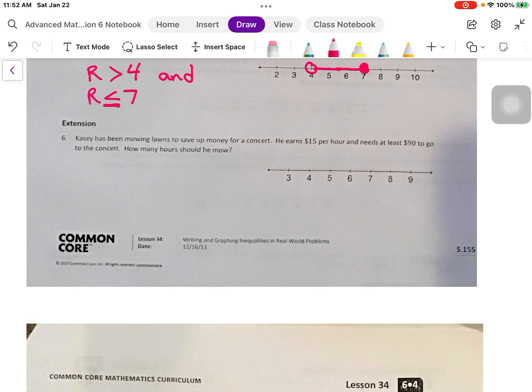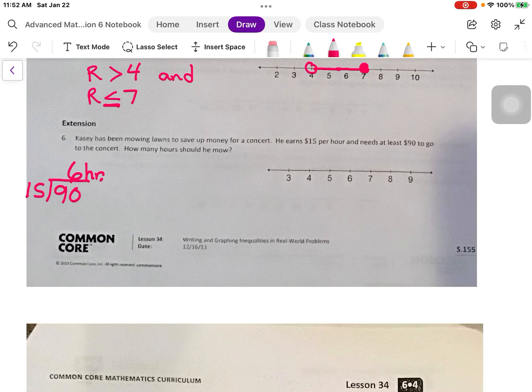All right. He earns $15 an hour. He needs $90. Well, if he needs $90 and he makes $15 an hour, how many times does 15 go into 90 to figure out how many hours? 15 goes into 90 6 times. So he's going to need to work 6 hours for 90 bucks.